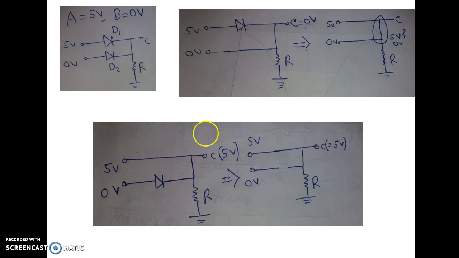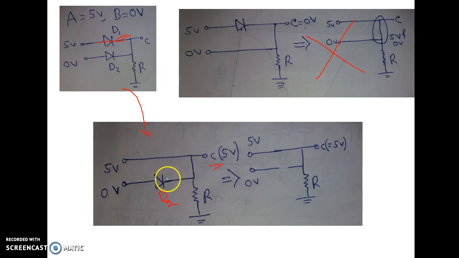Okay, let us see the second case. For the second case, let us assume that the D1 diode is turned on. So we can make the D1 diode short circuit and we get this figure. Here D1 is short circuit. Now let us consider what will happen to D2. As soon as D1 is short circuited, C will get 5 volt.